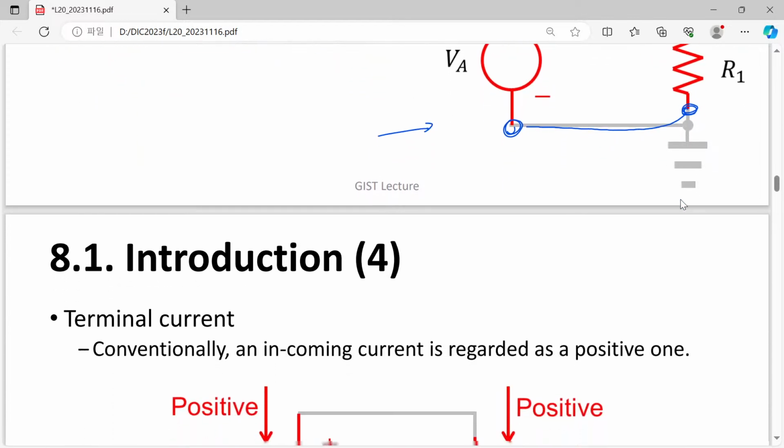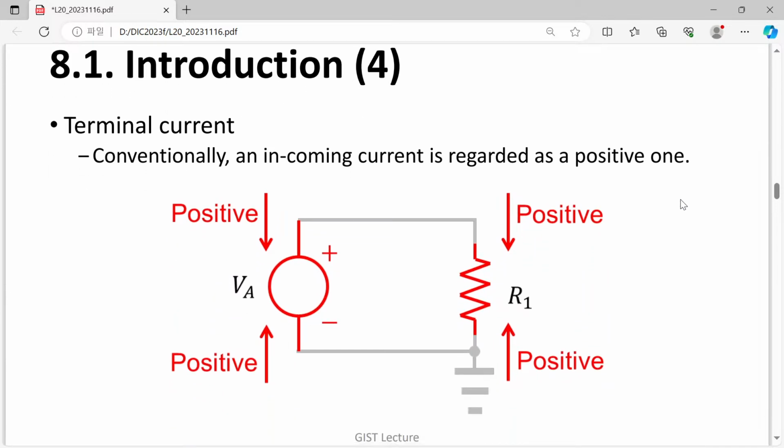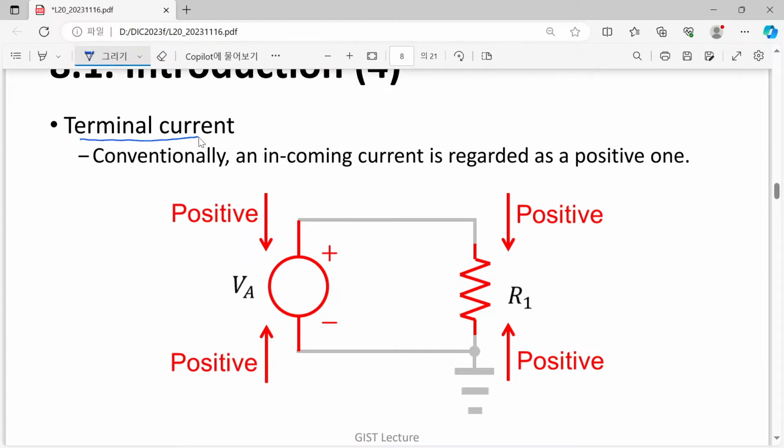So now let's go to, before talking about the connectivity, there is a certain convention. You must understand this one. Terminal current. Terminal current is always decided to make incoming current a positive one.